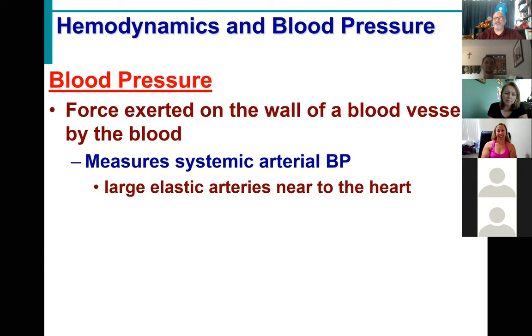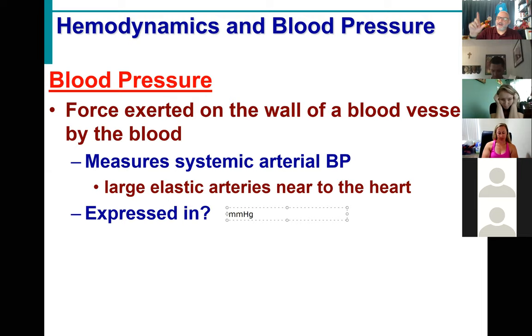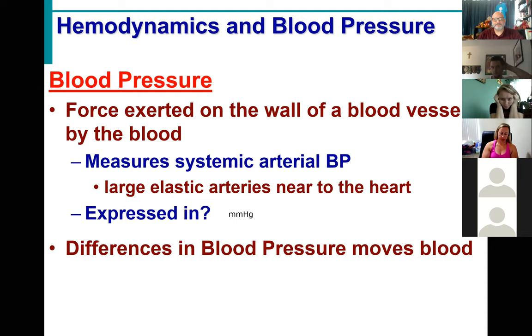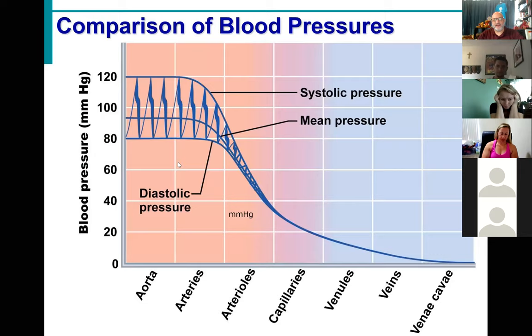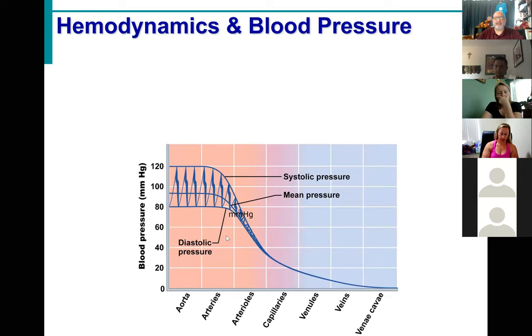Excellent. As we've already talked about, pressure is expressed in millimeters of mercury, basically how far you can move a small amount of mercury, how many millimeters you can move that. So that is the typical measurement we use for pressure. And again, like we said, those differences in blood pressure is what moves the blood. We've already talked about those changes, so I don't have to do it again. But we do need to do some calculations here.